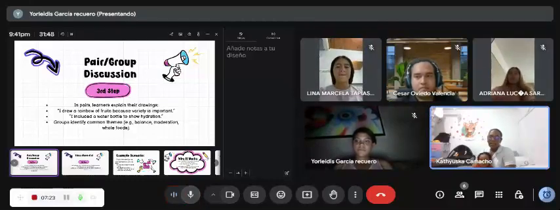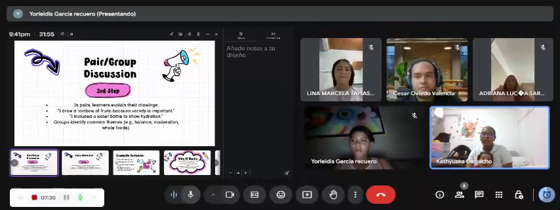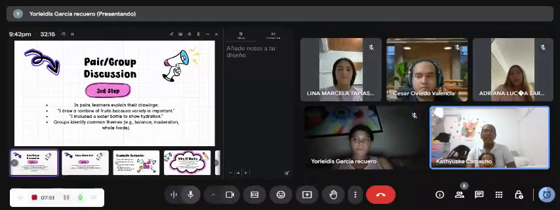Okay, the third step is called pair or group discussion. The idea is that the students can get in pairs or small groups where the learners explain their drawings, and they can share ideas like, for example, I drew a rainbow of fruit because variety is important, or maybe I included a water bottle to show hydration. So the idea is that the teacher encourages the students to get some ideas from their drawings.